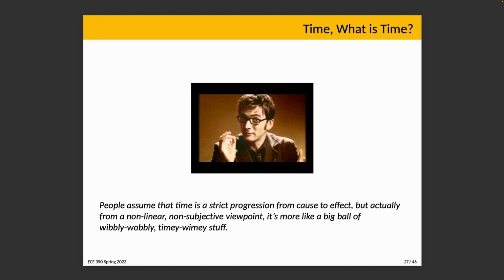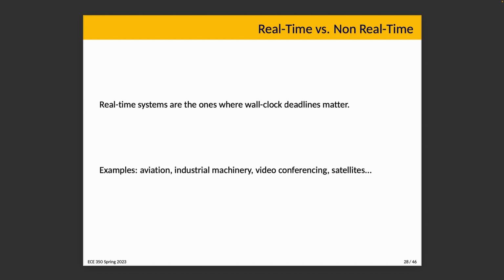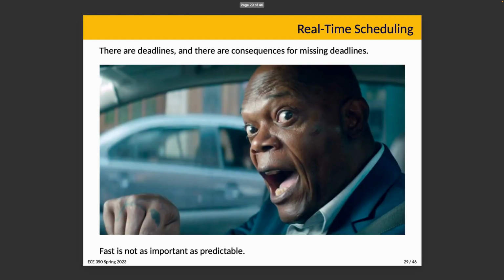No, really. What we want to talk about is what is a real-time system? What makes a system real-time versus non-real-time? Real-time systems are ones where wall clock deadlines actually matter. And real life is full of systems, many of them embedded systems, that operate on the basis of meaningful deadlines. Some common examples of real-time systems include aviation, anti-lock brakes, industrial machinery, video conferencing, satellite launches. All of those are real-time systems because the wall clock deadlines matter. If we get it wrong, then we don't necessarily get the outcome that we want. Right? There are deadlines and there are consequences for missing a deadline.